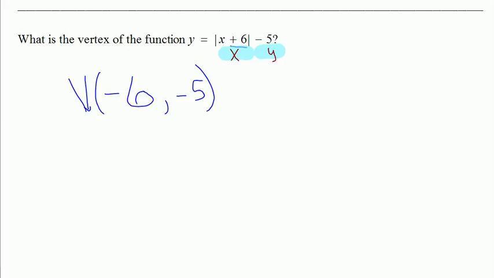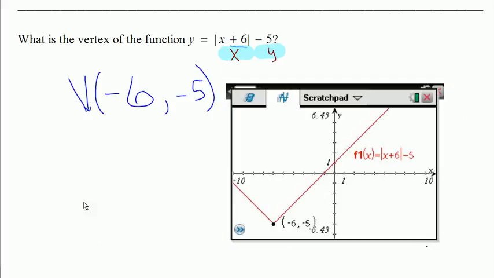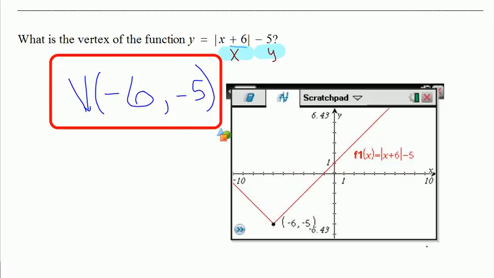If I wanted to check this, I could pick up my Inspire and go into the scratch pad and do a quick graph of y equals absolute value of x plus 6 minus 5. Notice it's not going to graph as y equals, it's going to graph in my case as f1 of x equals, and that's okay. That's all I need, a graph of the absolute value of x plus 6 minus 5. And I'm done. So my final answer is right here. My vertex is -6 comma -5.